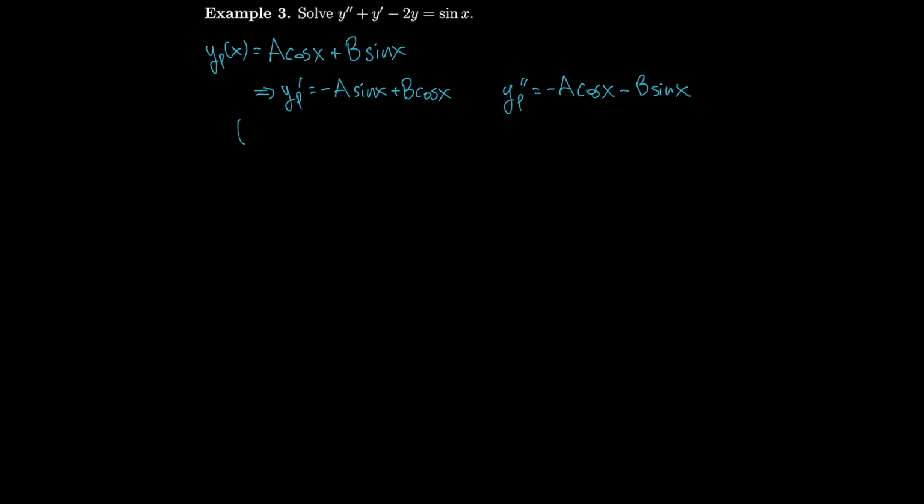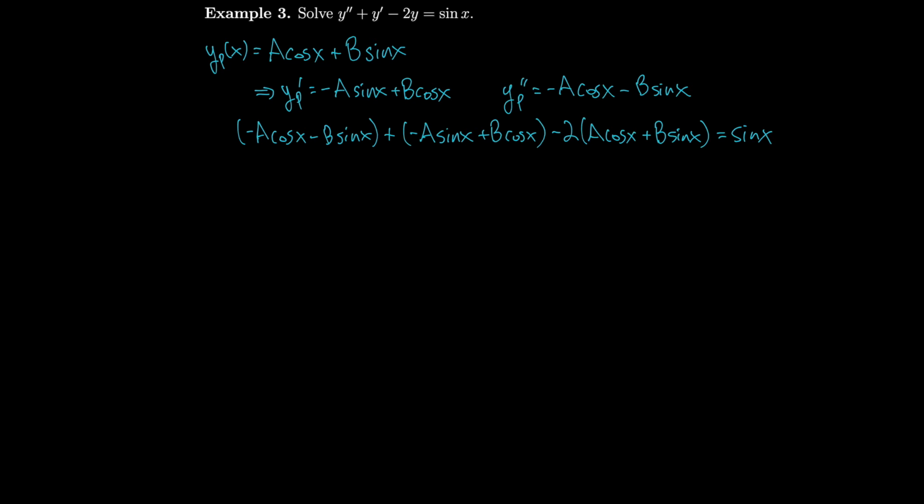So we're going to get minus a cosine x minus b sine x for y double prime, plus y prime, which is minus a sine x plus b cosine x. And then we'll subtract off 2y, so that's 2 times a cosine x plus b sine x, and that should equal sine x. Okay, so let's group together our cosine and sine terms.